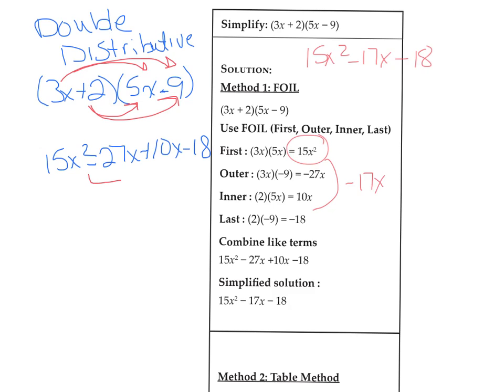Then we look for the like terms. They're generally here in the middle, usually, but not always. When we combine those, we get negative 17x. We have a 15x squared here at the front and a negative 18 at the back. Of course, it turns out to be the same exact thing as FOIL over here. Otherwise, the two methods wouldn't work together. You can use either method. I'm going to use double distributive because that's my preferred method.